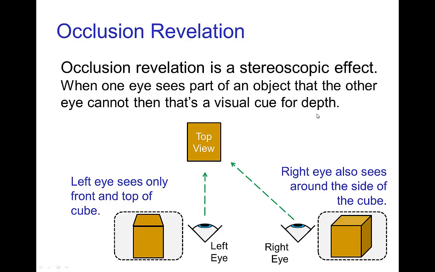Another effect which appears with stereoscopic vision is occlusion revelation. When we have two cameras or two eyes looking at a scene, an object in the scene may have parts which are seen by one eye but not by the other eye. In this case, if the left eye is looking straight on at a cube, it only sees the front and the top, whereas the right eye, which is to the side, sees the front, the top, and the right side. When the brain receives these two different views, it uses that to establish a sense of the position and depth of the object.